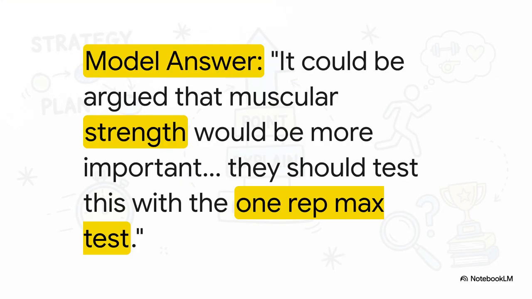And here is where it gets really good. This is that AO3 magic. The student isn't just describing things, they're evaluating. They argue that maybe, just maybe, muscular strength is even more important, and they suggest a better test for it. That shows they're thinking critically, and that's exactly what the examiners are looking for.